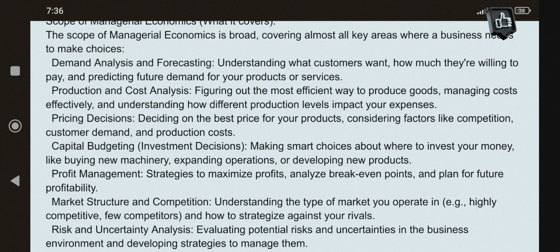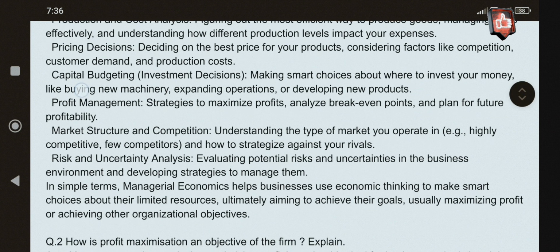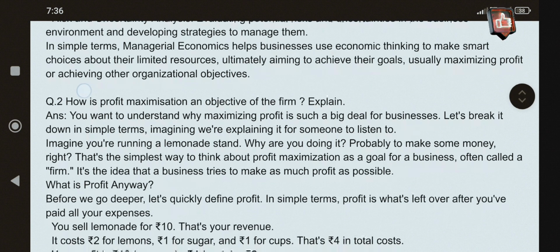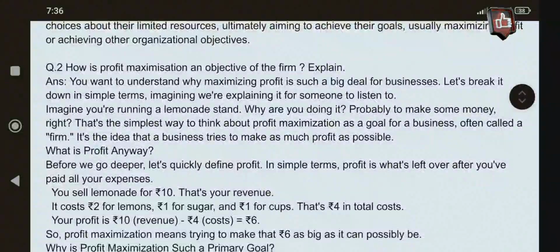Market structure and competition. Understanding the type of market you operate in, e.g., highly competitive, few competitors, and how to strategize against your rivals. Risk and uncertainty analysis. Evaluating potential risks and uncertainties in the business environment and developing strategies to manage them. In simple terms, managerial economics helps businesses use economic thinking to make smart choices about their limited resources, ultimately aiming to achieve their goals, usually maximizing profit or achieving other organizational objectives.